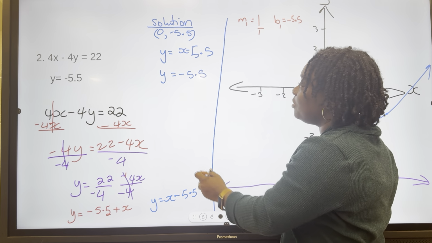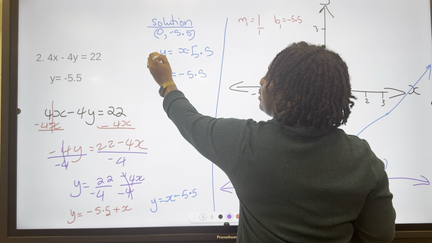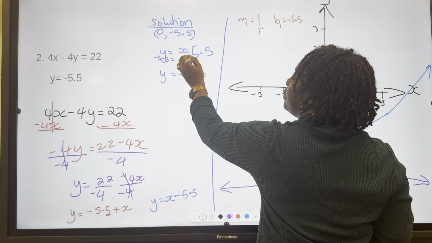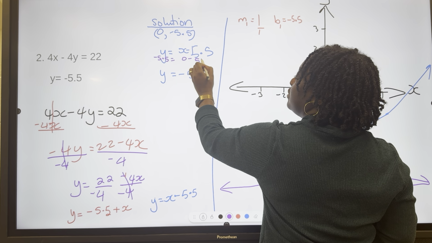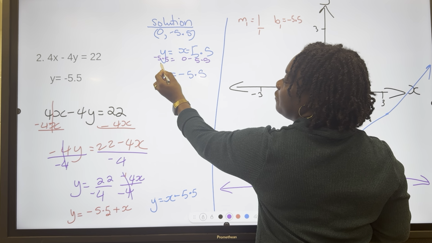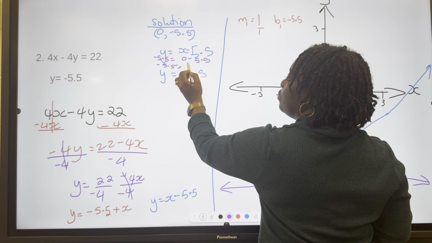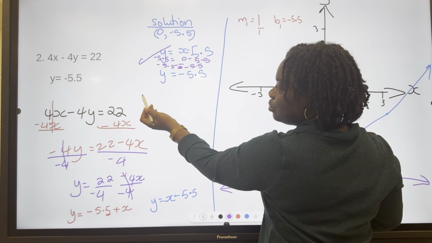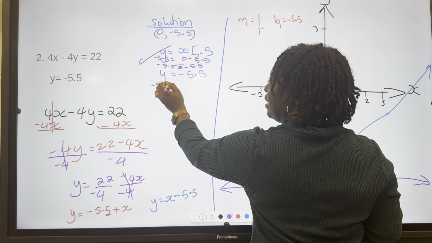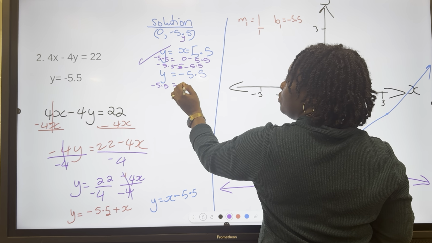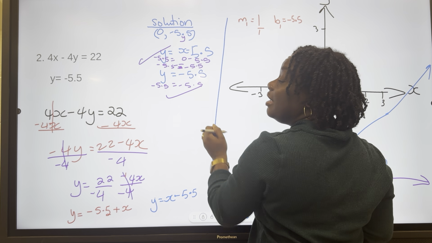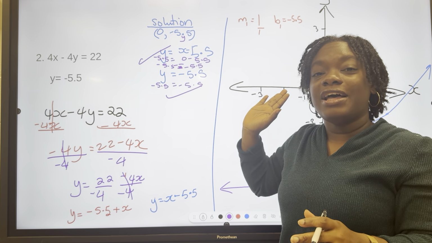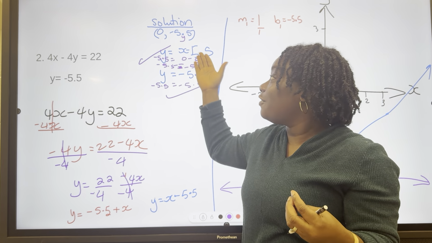All right, let's plug it in right here. So that's negative 5.5, and then that's 0 minus negative 5.5. That's going to give me 5.5 is equal to negative 5.5. So that's true. Negative 5.5 for my y equals negative 5.5. Again, that's true. So the point 0, negative 5.5 is indeed a solution for this system.